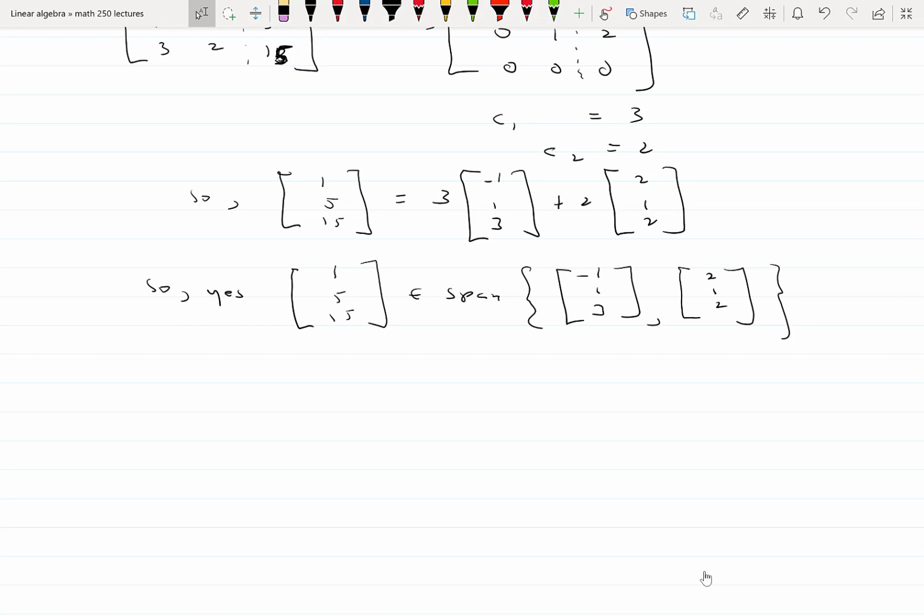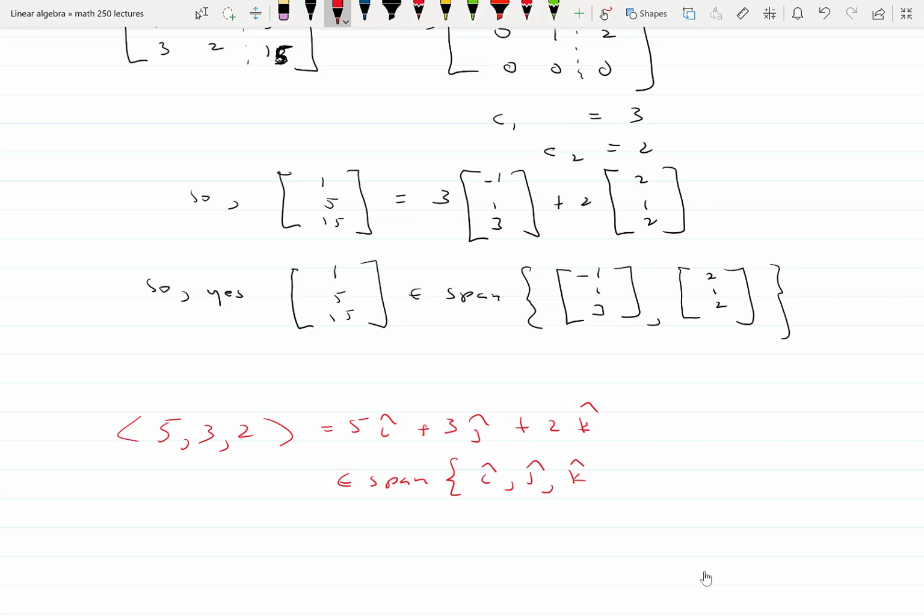except if you had Calc 3 or physics, we can write, this is just for those of you who've had Calc 3 or physics, we can take the vector 5, 3, 2 in R3. This is Calc 3 notation, and we could write this vector as 5 times i plus 3 times j plus 2 times k. So this vector is in the span of the vectors i, j, and k.